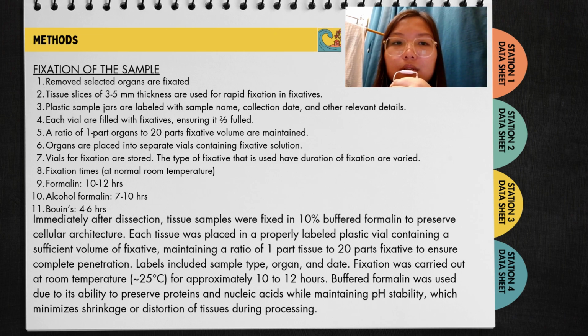Second, fixation of the sample. Immediately after dissection, tissue samples were fixed in 10% buffered formalin to preserve cellular architecture. Each tissue was placed in a properly labeled plastic vial containing a sufficient volume of fixative, maintaining a ratio of 1 part tissue to 20 parts fixative to ensure complete penetration. Labels included sample type, organ, and date.